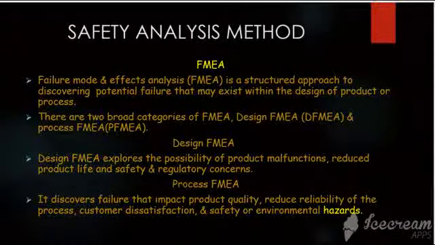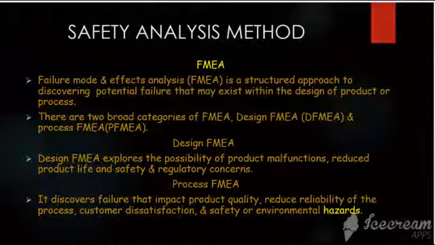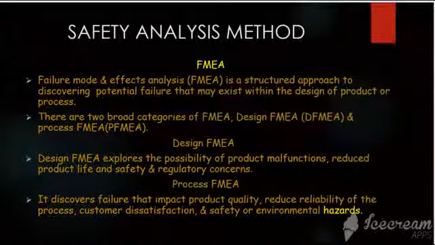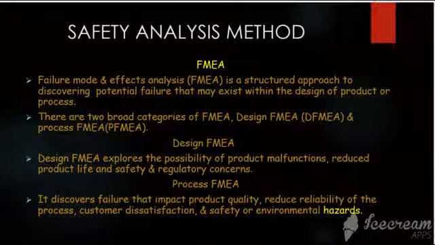There are two broad categories of FMEA: Design FMEA and Process FMEA. Design FMEA explores the possibility of product malfunctions, reduced product life and safety, and regulatory concerns. Process FMEA discusses failures that impact product quality, reduce reliability of process, cause customer dissatisfaction, and create safety or environmental hazards.